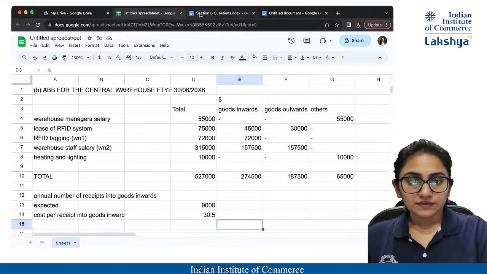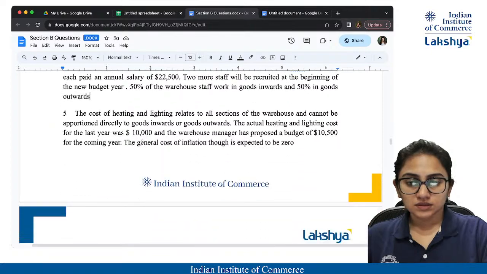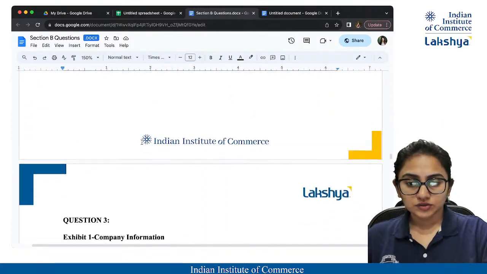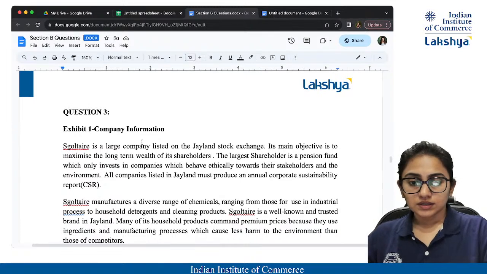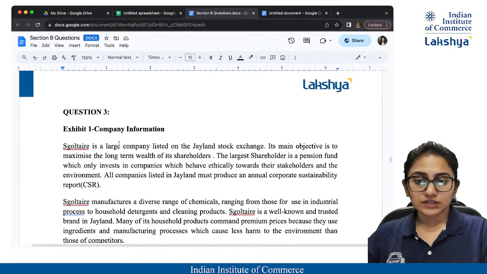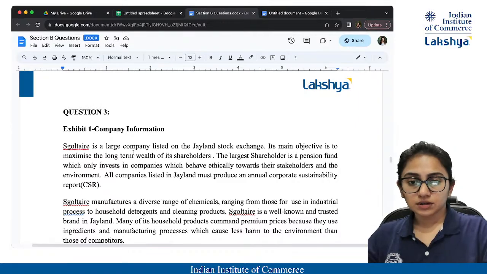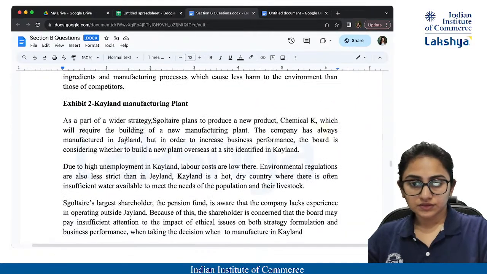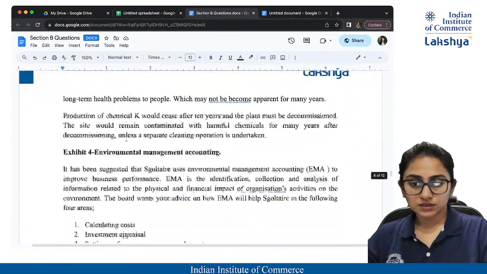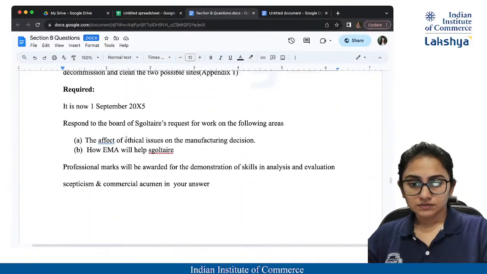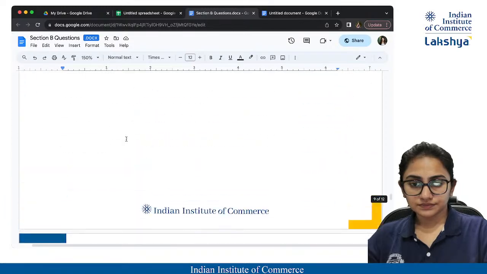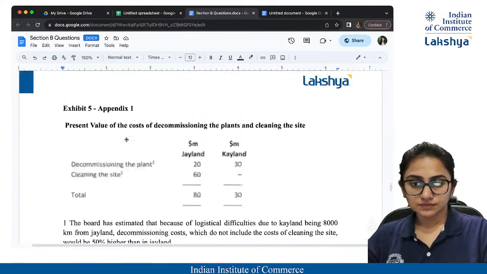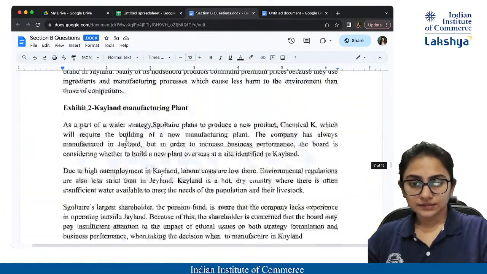Now next we have the next question, which is question 3. Altair company. So this is appendix 1, and there are exhibits.